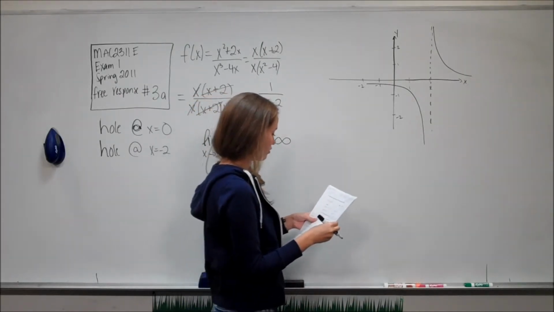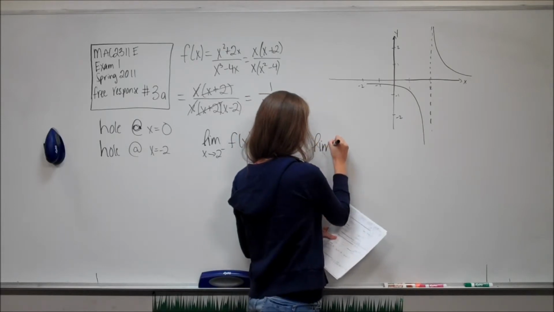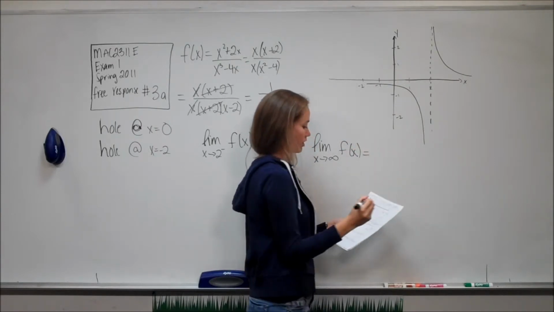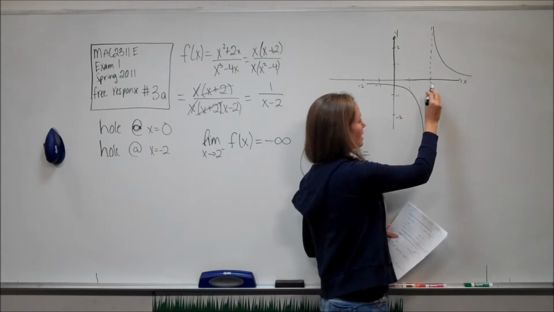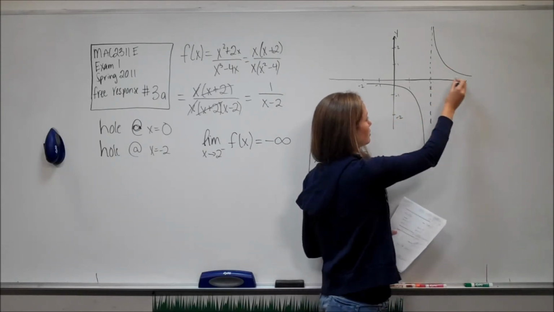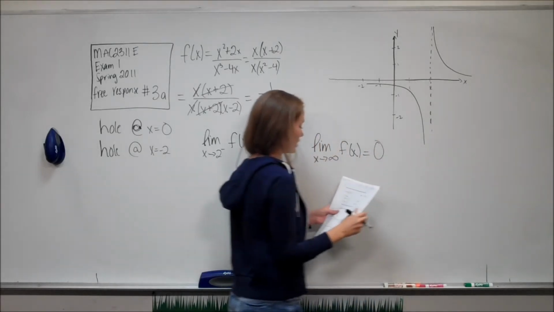Now we need to evaluate the limit as x approaches infinity of f of x. Again, we refer to our graph. As x approaches infinity, the farther out we go on the x-axis, our function just approaches 0. So this limit is equal to 0.